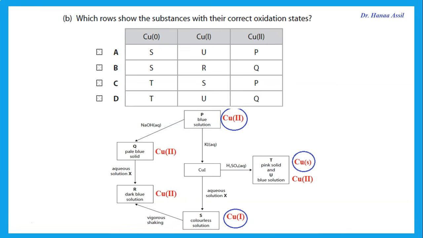Now, when we add sulfuric acid to that, it says it gives T, which is a pink solid. And you should remember, if we're working with copper ions, then if something precipitates out as a pink solid or a reddish brown solid, that is our copper. So the copper solid is T. Now, what is copper 1? Copper 1 is the S. And copper 2 can be P. Do we understand that?